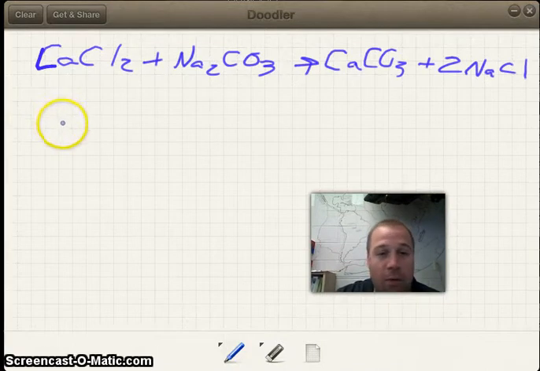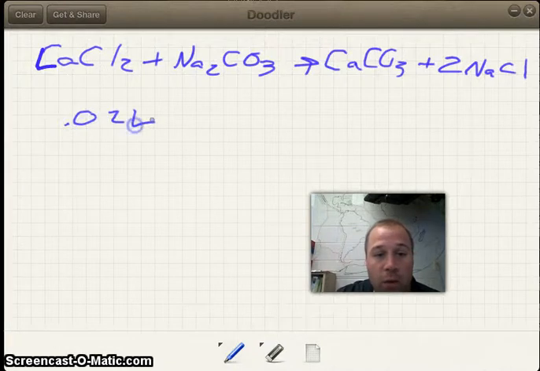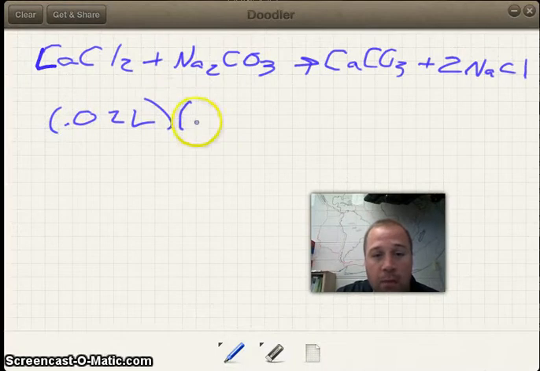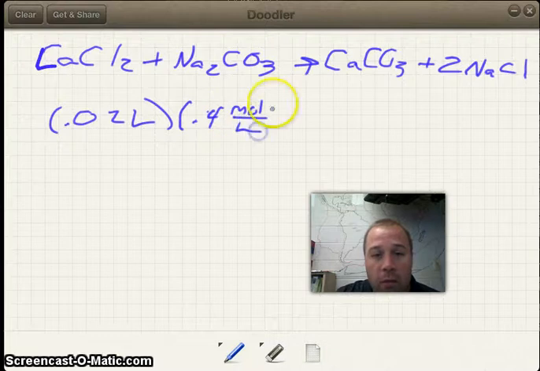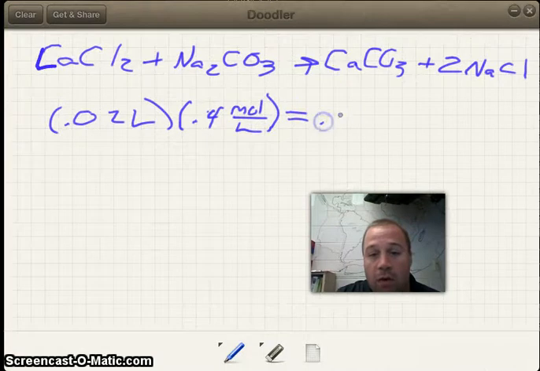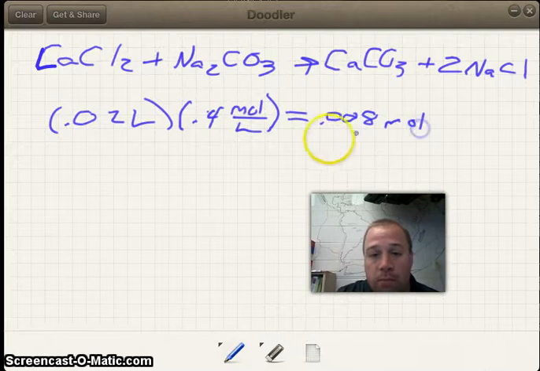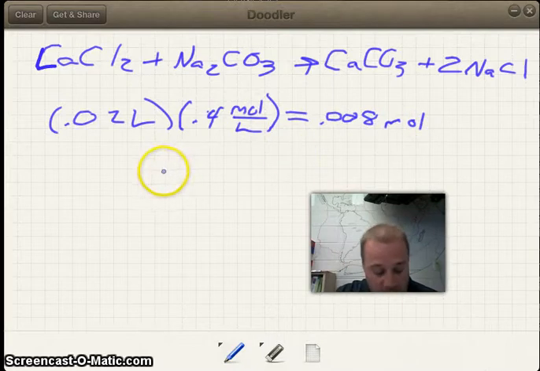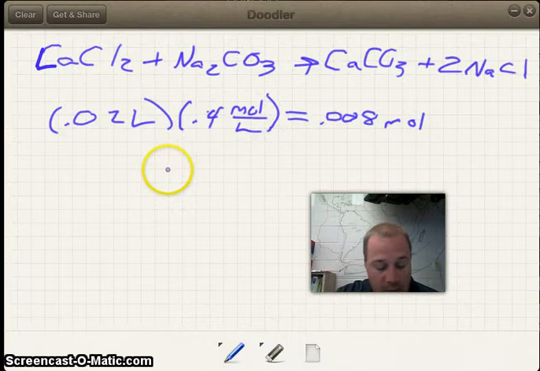So I'm going to show you the first one. It says 20 milliliters. So 20 milliliters, if you convert it to liters, is 0.02 liters. Okay, and the first sample is 0.4 molar. Molar, if you remember from Chem 1, is moles per liter. That's what molarity is, moles per liter. So we multiply those two together, it's going to give you the moles of calcium ion, which in this case is 0.008 moles.